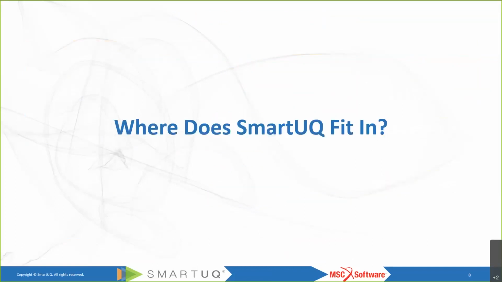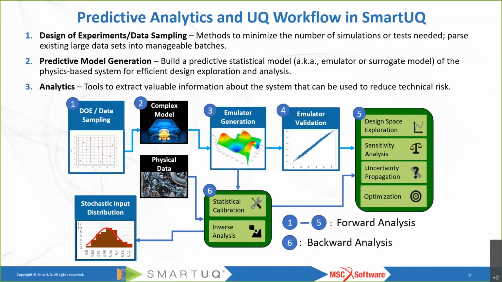So how does SmartUQ fit into everything that's been discussed to this point? To answer that question, I'd like to present a basic workflow of predictive analytics in UQ that SmartUQ tools are used for. The real end goal is that we want to get to step 5 in this diagram. So we want to be able to thoroughly explore our design space or perform sensitivity analyses to understand how the inputs to our system and changes in those affect the outputs.